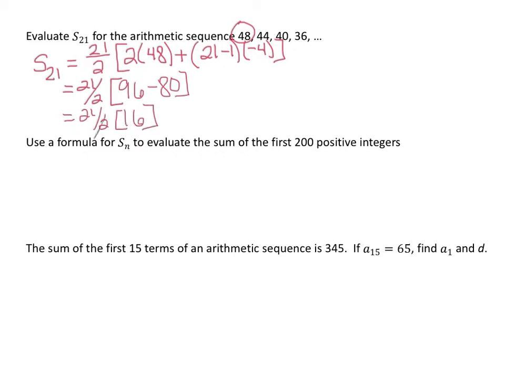From here, I'm going to cancel this and make that an 8. So 21 times 8 is 168. So S sub 21 is equal to 168.